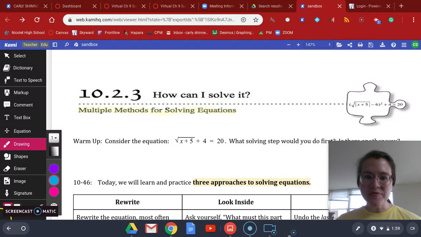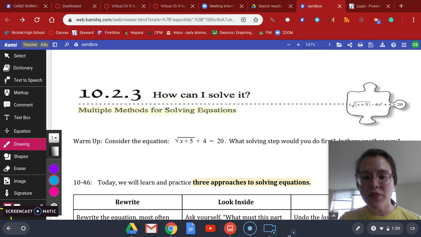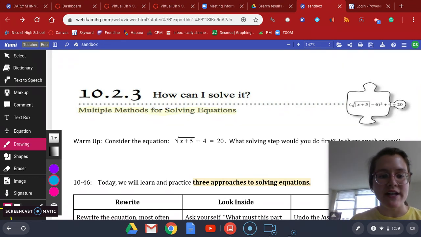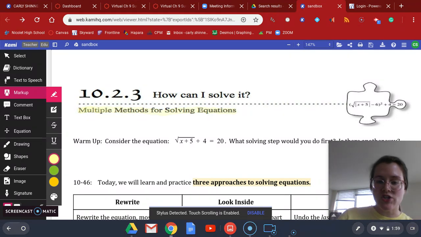Hey there, algebra friends. Today we are going to be talking about 10.2.3. How can I solve it? Multiple methods for solving equations.